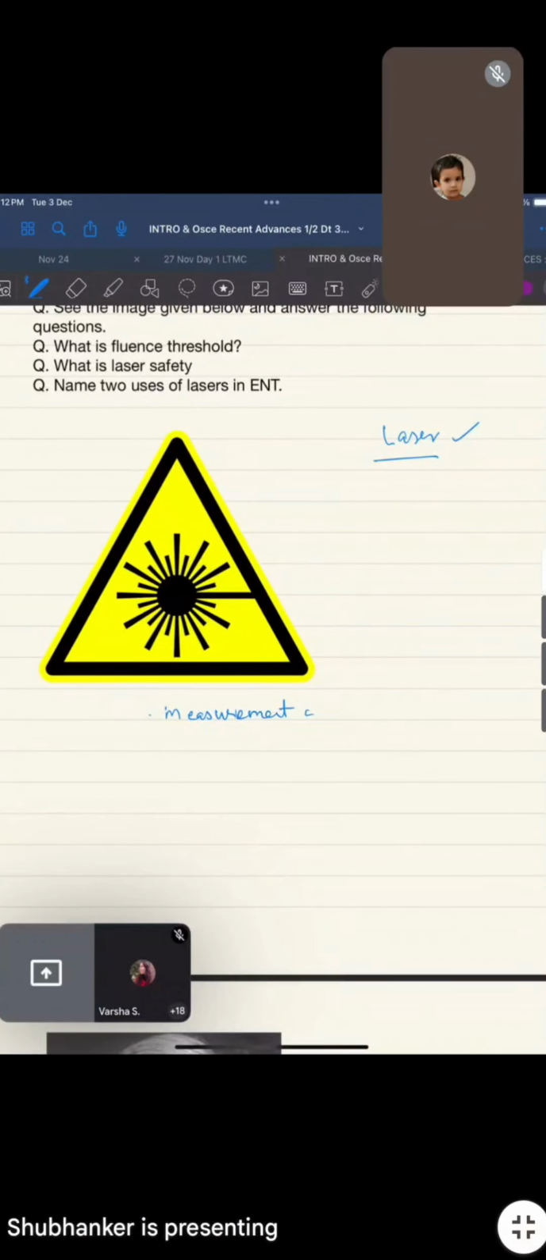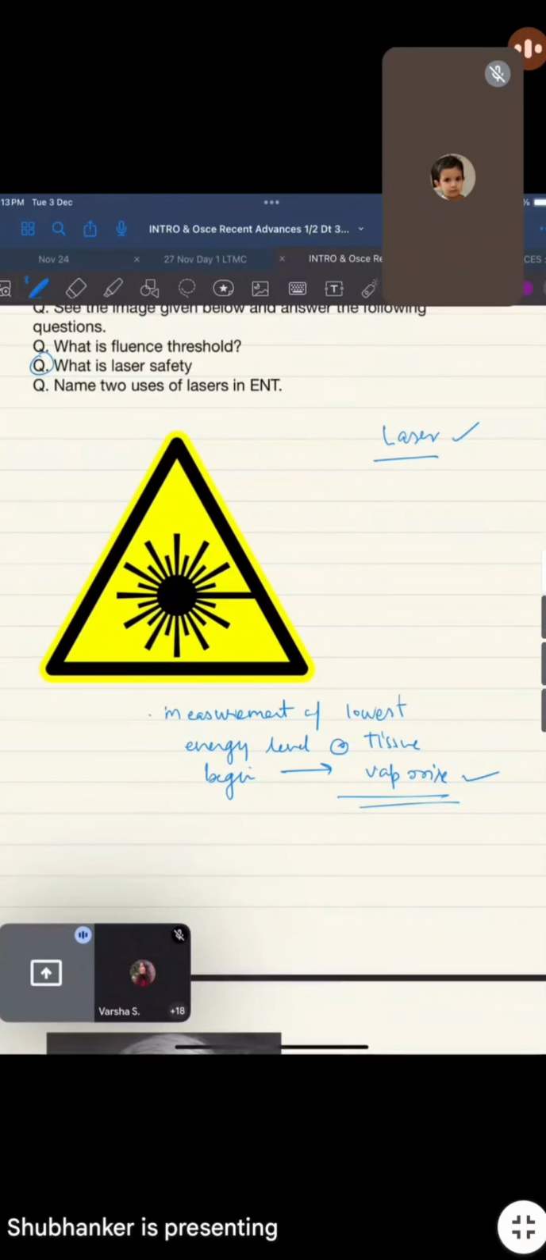Measurement... at which tissue begin to vaporize. ठीक है. Now what is laser safety?